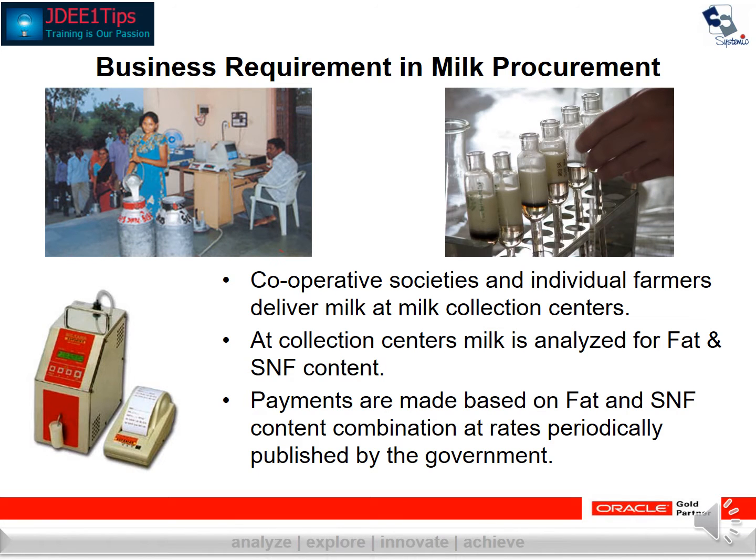The milk procurement typically has cooperative societies and individual farmers who deliver the milk at a milk collection center. When the milk is delivered, the collection center analyzes the milk for fat and SNF content. The payments are based on fat and SNF content combination at the rates periodically published by the government or by the associations. Many countries have a practice that for a given combination of fat and SNF percent, a specific rate is to be paid to the farmers.